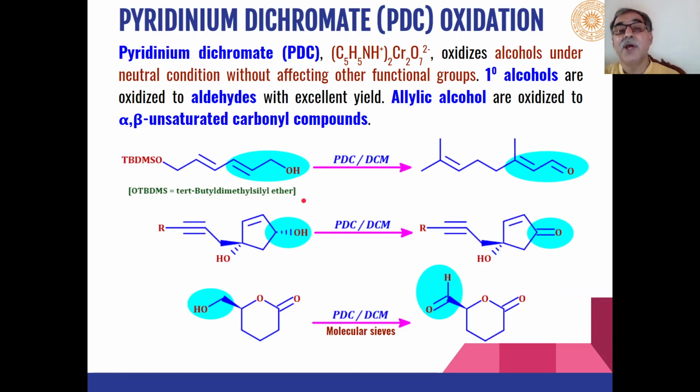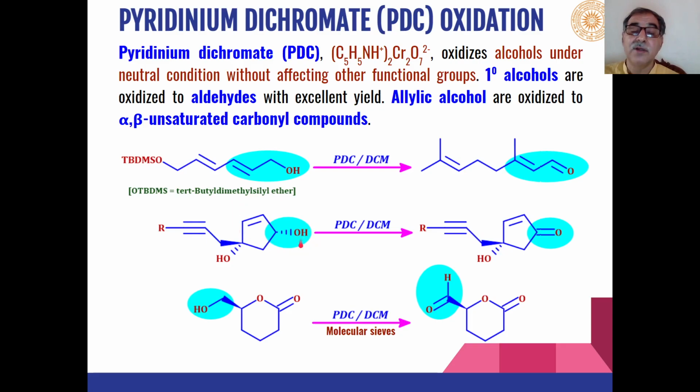Then is Pyridinium Dichromate. Pyridinium Dichromate, which is formed from the reaction of sodium or potassium dichromate with pyridine, oxidizes alcohols under neutral conditions without affecting other functions. That means this reagent is also a selective reagent which will selectively oxidize primary alcohols to aldehydes, whereas allylic alcohols are oxidized to alpha beta unsaturated carbonyl compounds, either aldehydes or ketones. For example, say this is an allylic alcohol. This is oxidized to an alpha beta unsaturated aldehyde as the product.